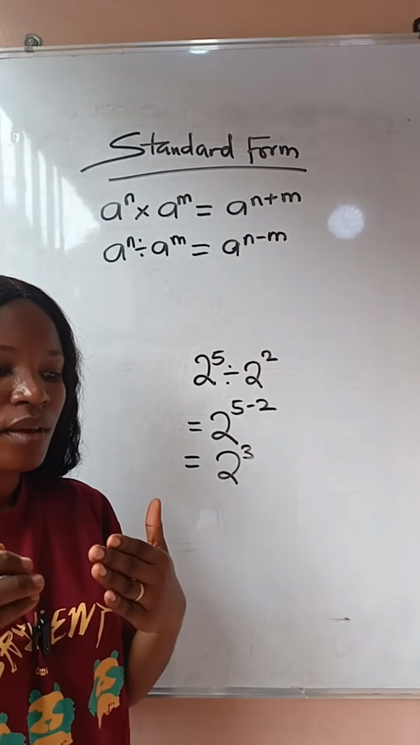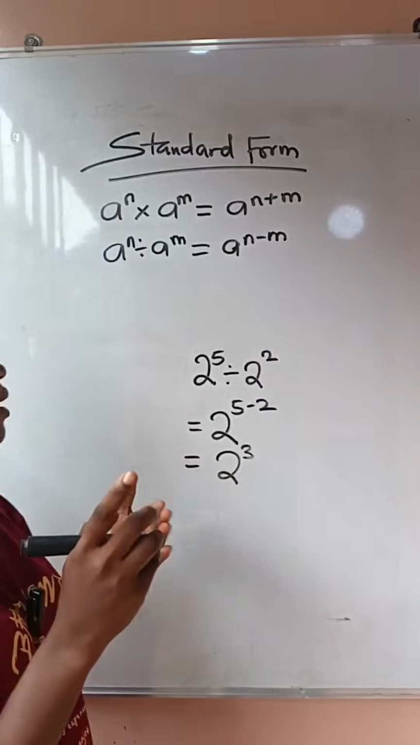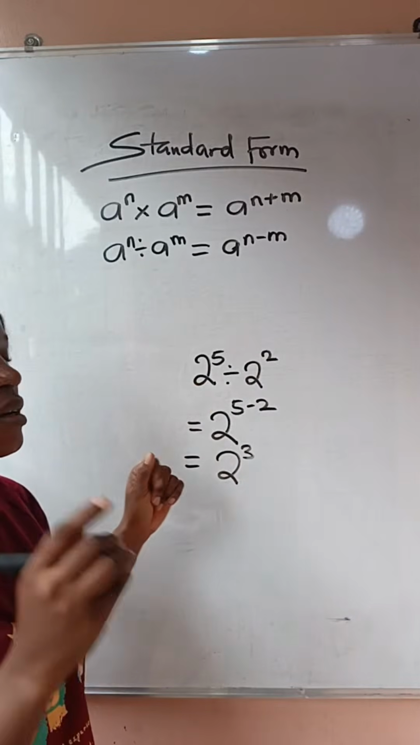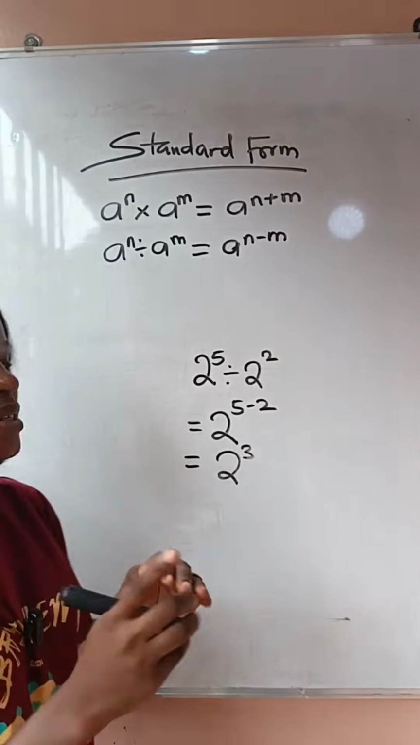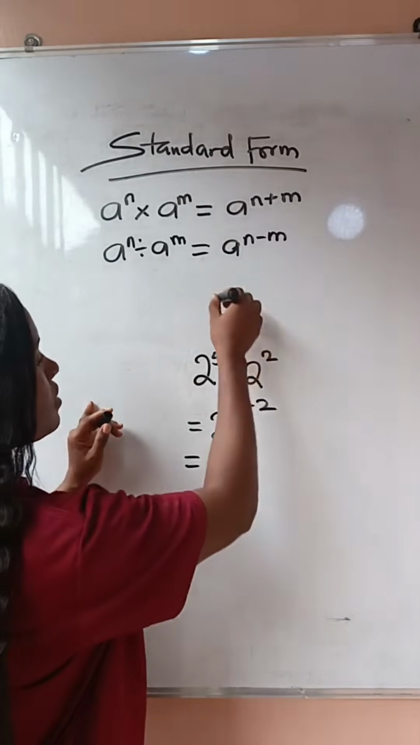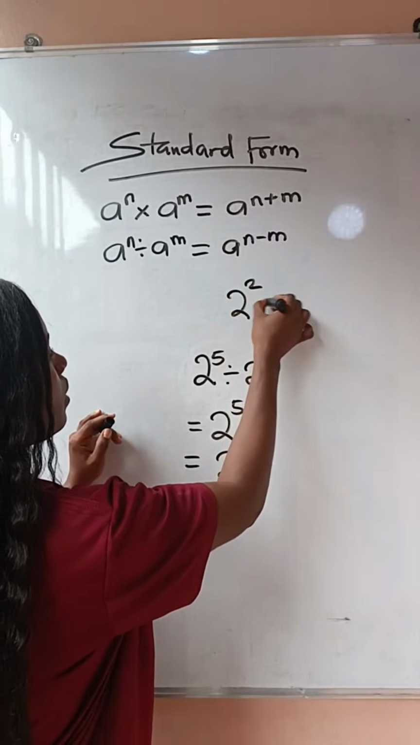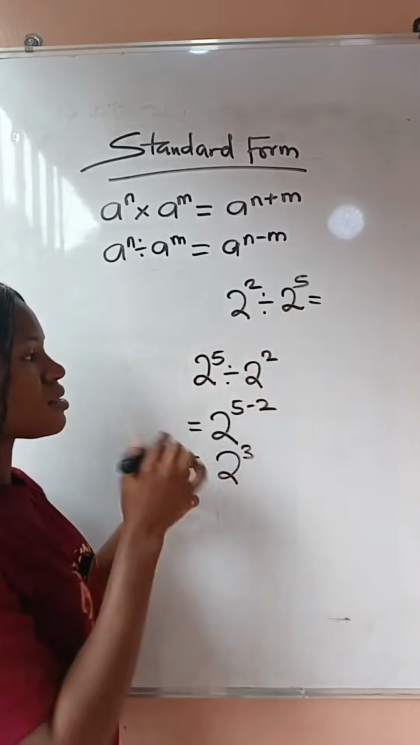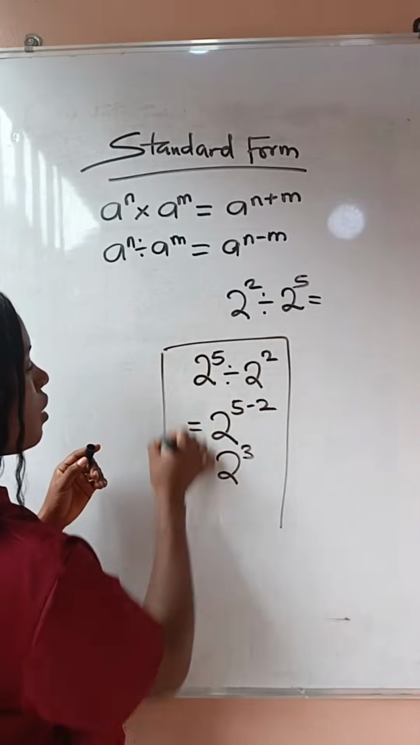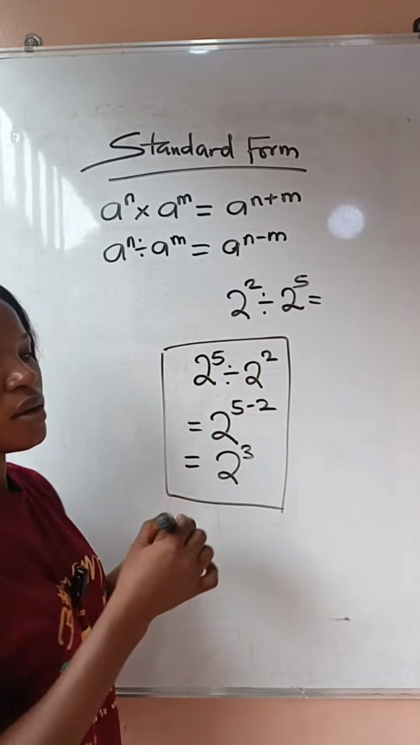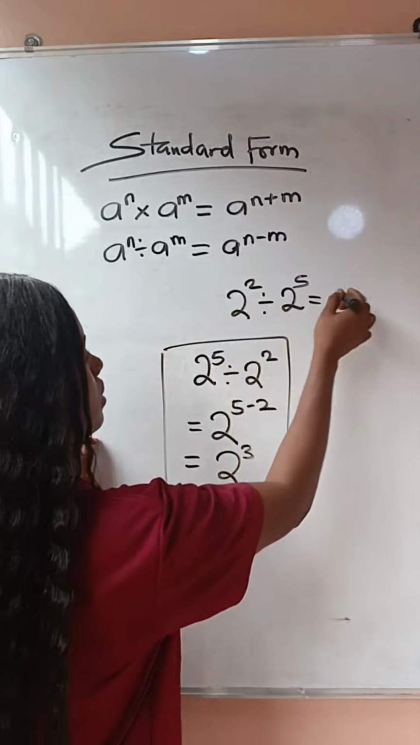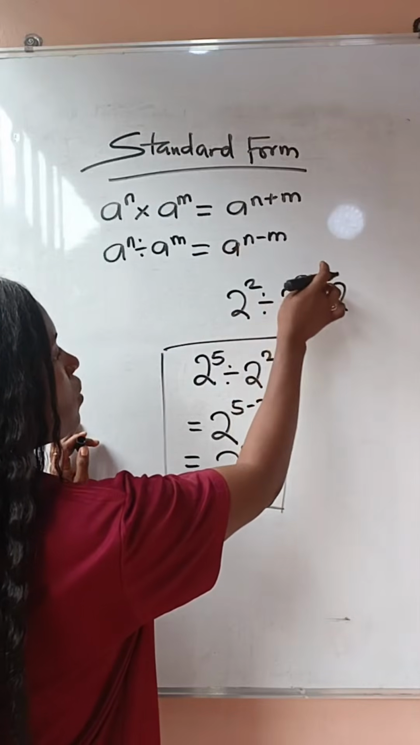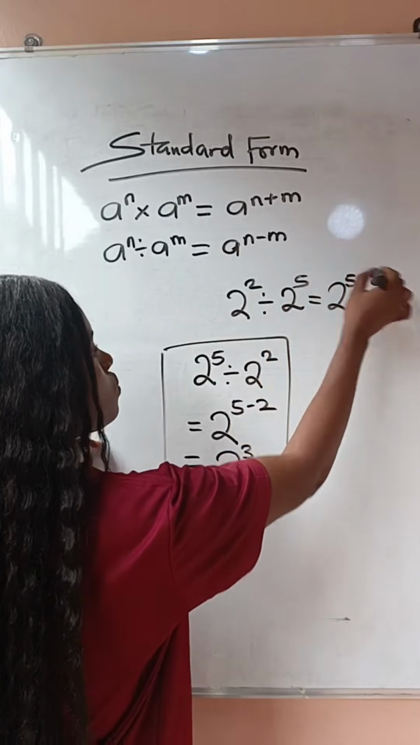So, like I said, students normally make this mistake. For example, if I say 2 to the power of 2 divided by 2 to the power of 3, if they want to apply this law, they will pick one base, they will subtract the powers, they will still say 5 minus 2. And this is wrong.